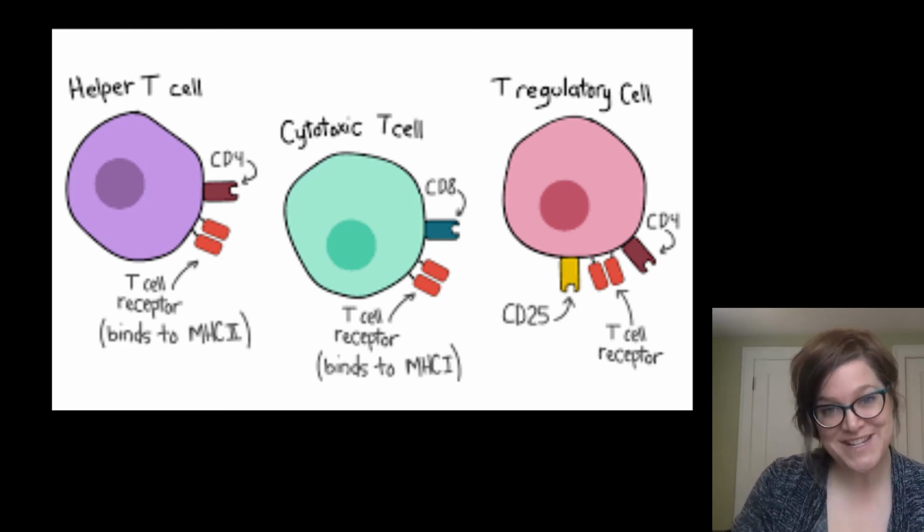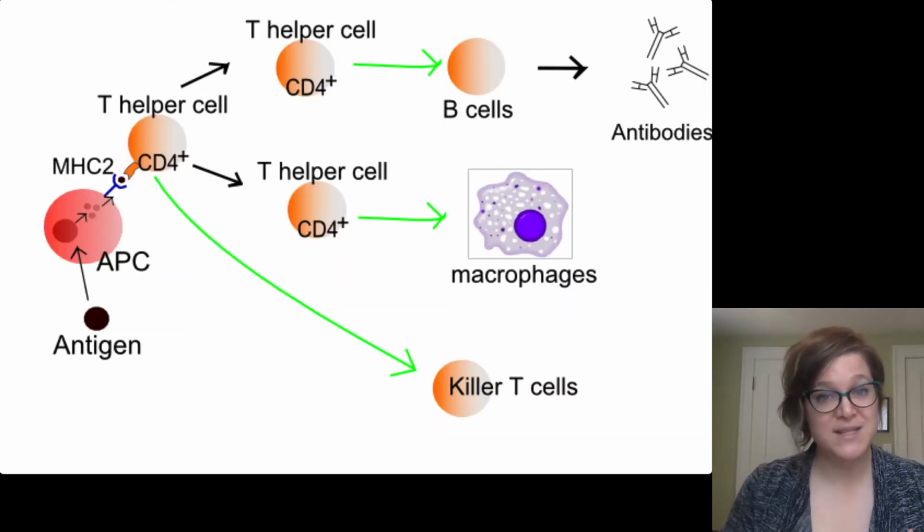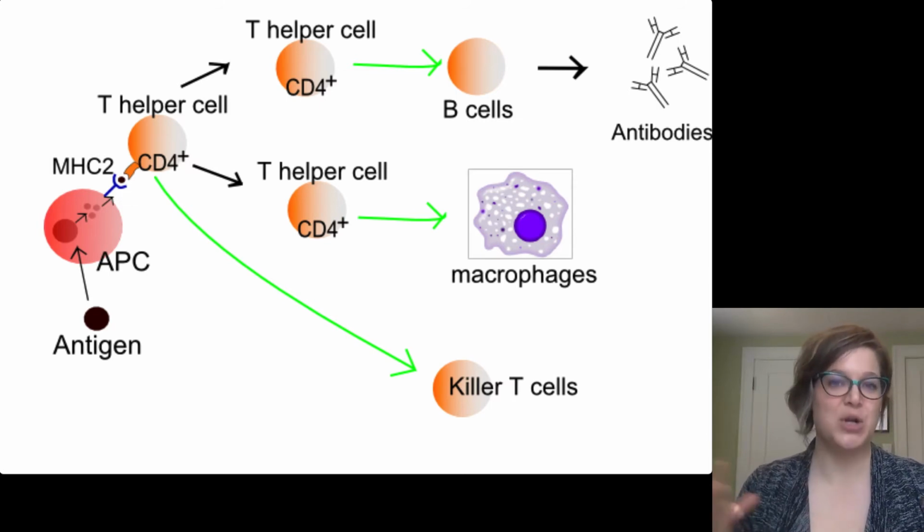Helper Ts also bind to the pathogen, but once a helper T binds to the pathogen, it recruits B cells to start making antibodies, and it recruits killer T cells to start coming to the area. So the helper T cells kind of turn on the Bs and the killer Ts.